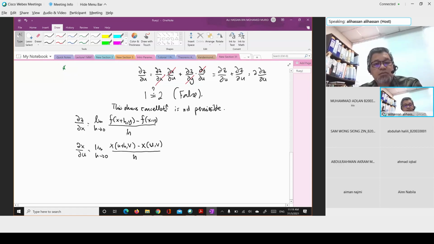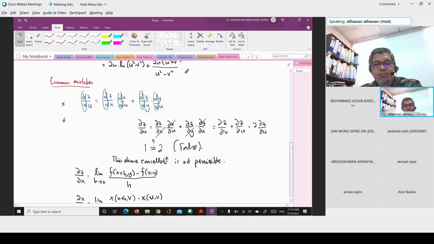So they are not simply fractions here. That's why such a cancellation is not allowed. If you multiply these two partials, you can see there is no cancellation possible. So this shows that you cannot cancel out as simple as that.